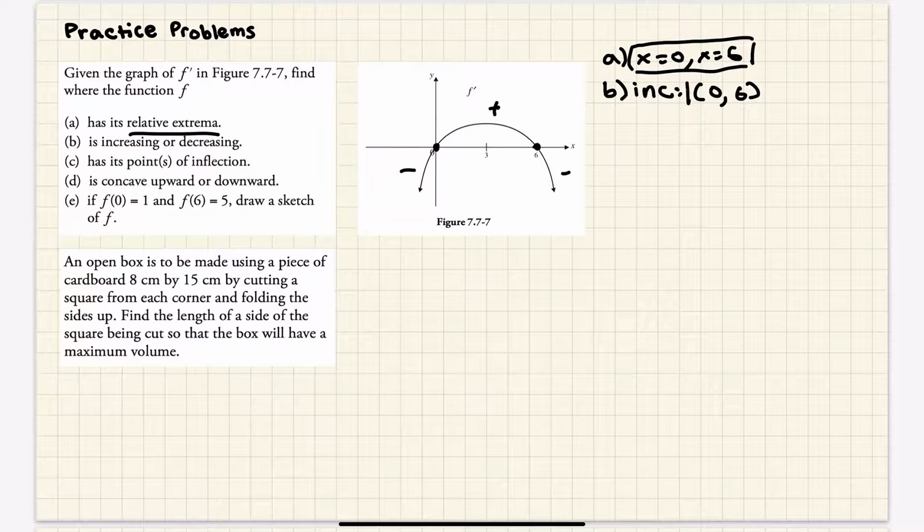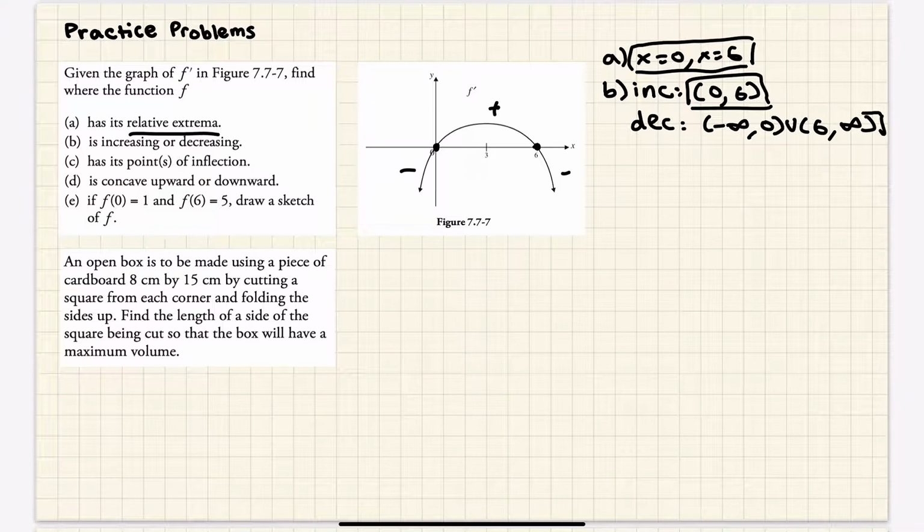And notice I'm using open brackets here because at 0, it's not really increasing or decreasing. It's an extrema. And then for decreasing, it's going to be negative infinity to 0, union 6 comma infinity. And that U, if you don't know, just means union. So it's just both of these intervals together.